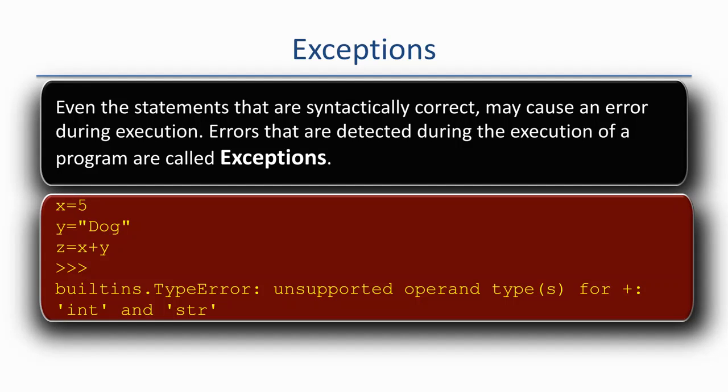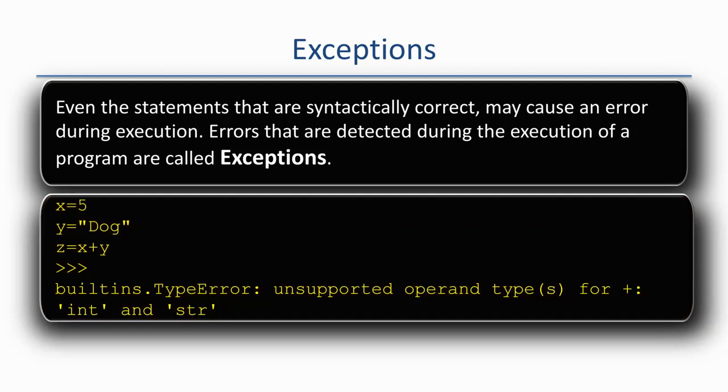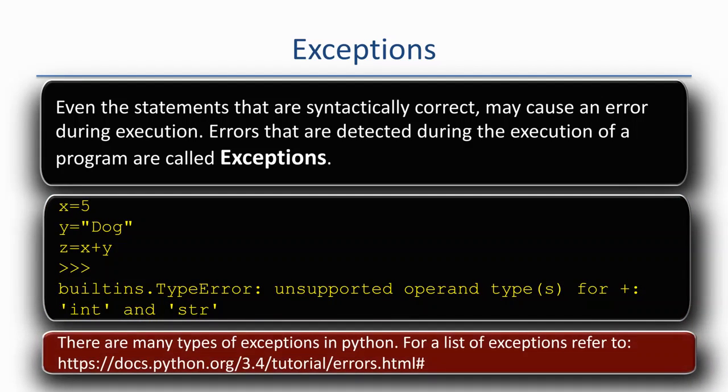The reason is that when you try to add x plus y, the type of x is integer and the type of y is string, and the operation for adding an integer to a string is not defined, and you get a type error. There are many types of exceptions in Python. For a complete list of exceptions, you can refer to python.org.